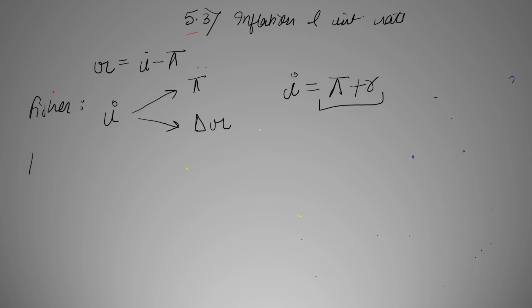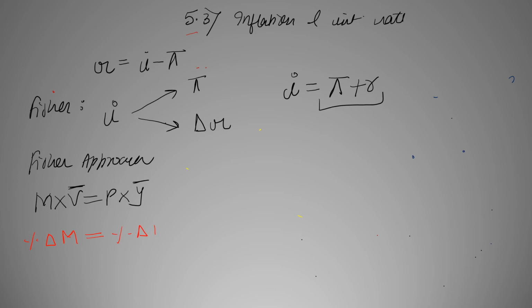Now if you remember Fisher's approach from our last video, he also stated that MV equals PY, where V and Y were constant, so the percentage change in money will be equal to the percentage change in price. This percentage change in price is also known as inflation. And according to Fisher's effect, nominal interest rate could also be impacted by inflation. So this can also impact your interest rate.